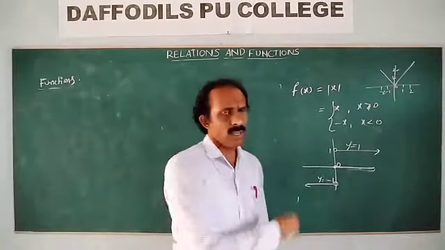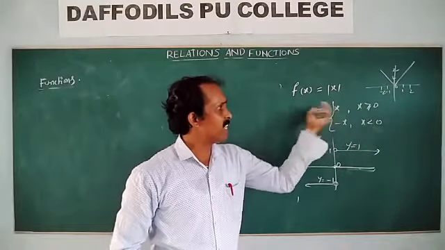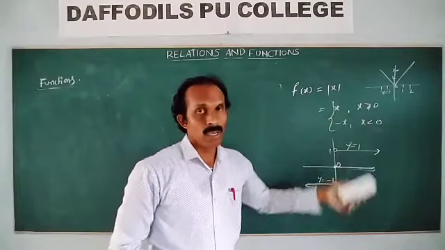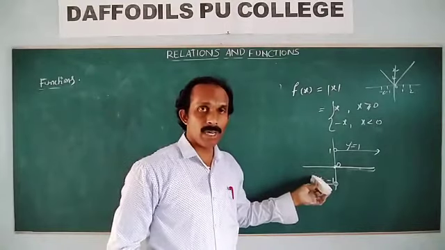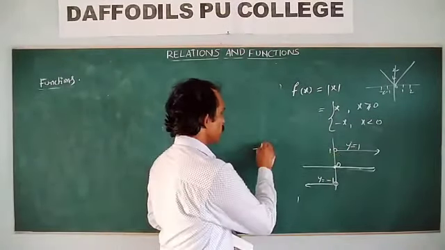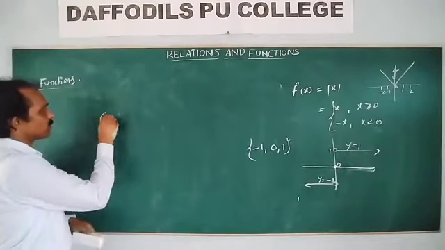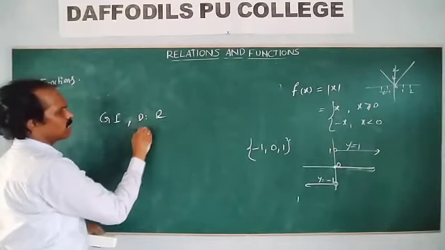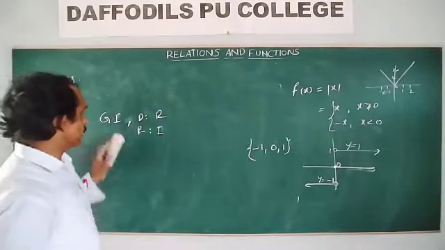Here we also learn the domain and range. What is the modulus function domain? Real numbers. Range, non-negative real numbers, that is nothing but including 0 and positive real numbers. Signum function domain is real numbers. Signum function range is minus 1, 0, 1. This is the range. And what about the greatest integer function? Greatest integer function domain is R, and range is equal to integers only.